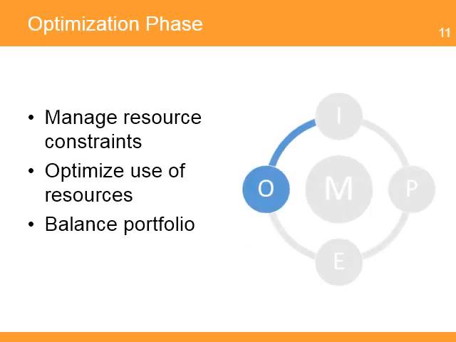The optimization phase focuses on making the portfolio as effective as possible by managing constraints and optimizing the use of resources. The main goal of portfolio optimization is to ensure that all the organization's resources, human, financial, material, are best applied to the various programs and projects in the portfolio.